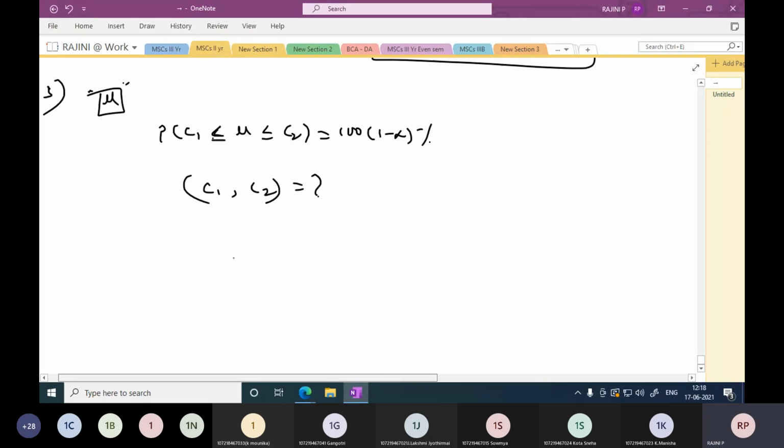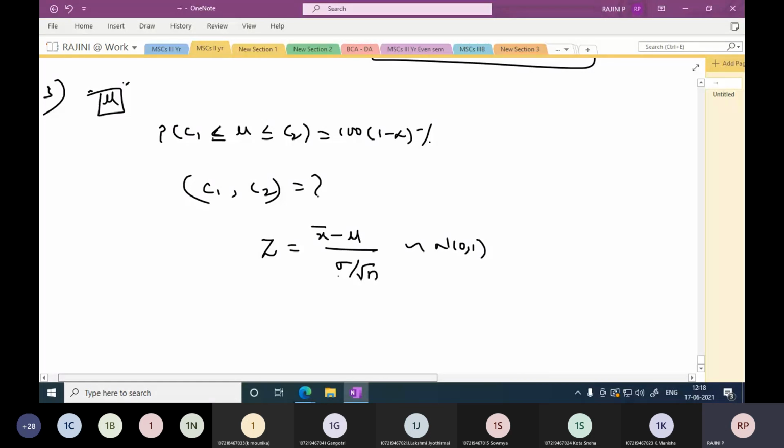For mu, in which test will you have this? Single mean. Very good. What is the statistic for a single mean? Z is equal to X bar minus mu by sigma by root n. If sigma is unknown, then we substitute with the sample standard deviation S by root n, which follows normal 0 comma 1.